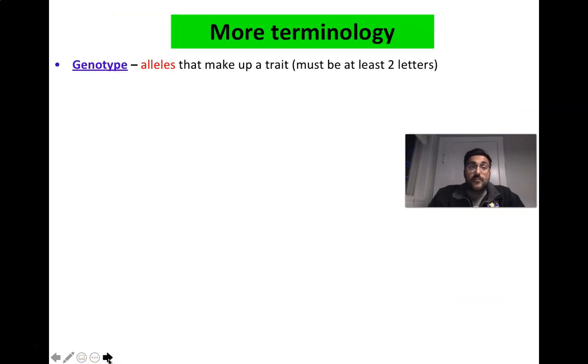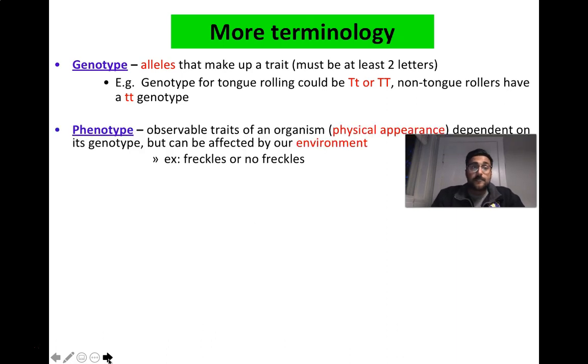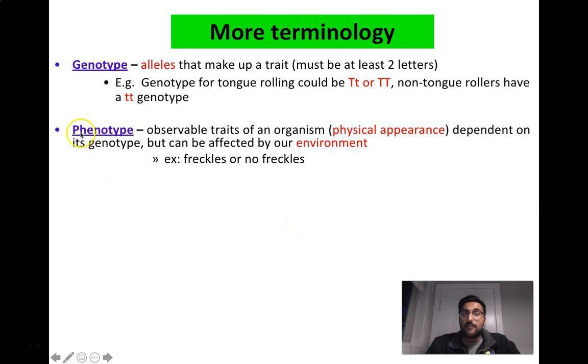Okay, some other terms. Genotype: the alleles that make up a trait must be at least two letters. So the genotype is going to be like big T, big T, or big T, little t, or little t, little t. The phenotype is the observable traits that you see. Think P for phenotype, physical. It's the physical appearance, what they actually look like. The genotype you have might allow you to roll your tongue. You might have the genes to roll your tongue, but the phenotype of those genes is actually tongue rolling. Or you might have the genes for blonde hair, but the phenotype of those genes is actually showing the blonde hair.